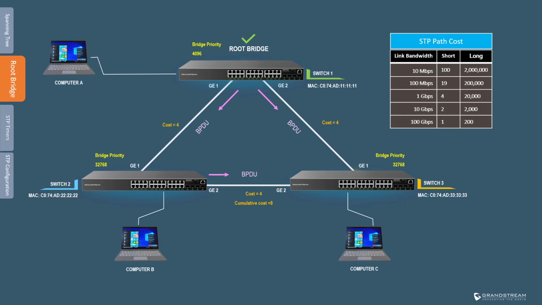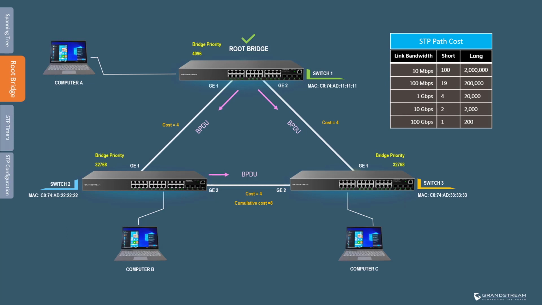GWN switches support both short and long values for the path cost. It is critical that all switches in a spanning tree topology use the same value type. If you decide to use the long values, then you should apply it to all other switches to avoid unpredictable path cost calculations.